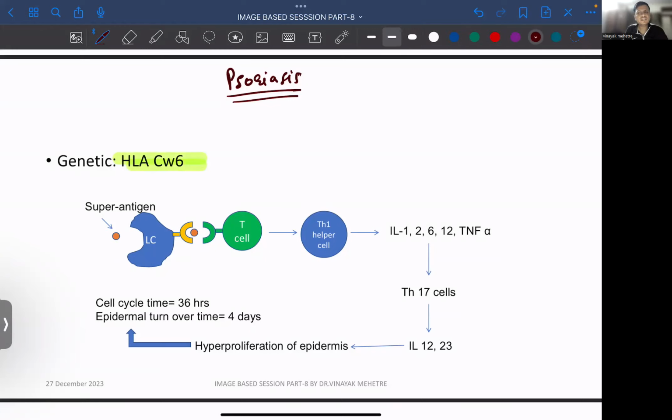Then comes which interleukins are involved. First they will give you alpha, beta, gamma, delta. Remember, it is TNF alpha. And then which interleukins are involved? You can use this mnemonic: 1 into 2 into 6 is equal to 12. 1 into 2 into 6 कितने होंगे? 12. So there are 4 interleukins which are mainly involved.